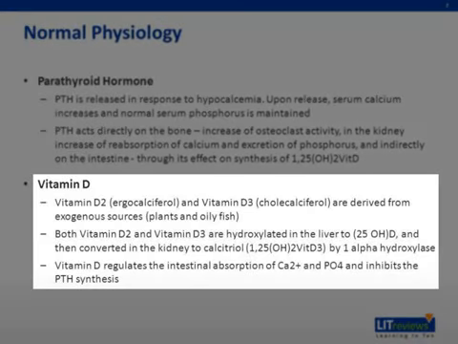Now, let's review the role of vitamin D. Vitamin D2 or ergocalciferol is derived from plants, while vitamin D3 or cholecalciferol is derived from animal sources such as fish oil. Both vitamin D2 and vitamin D3 are hydroxylated in the liver to 25-hydroxy-vitamin D and then converted in the kidneys to 1,25-hydroxy-vitamin D3 by the 1-hydroxylase. Vitamin D increases the intestinal absorption of both calcium and phosphorus and inhibits the synthesis of PTH.